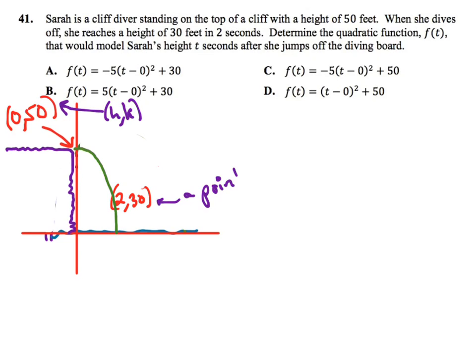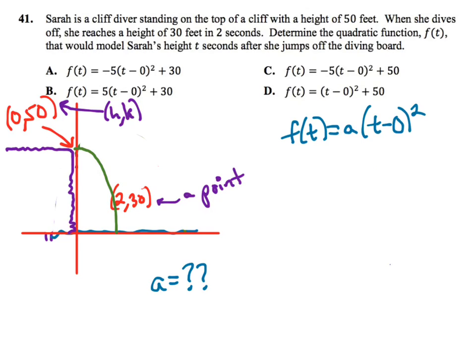So now I can figure that somewhere after 2 seconds she's at 30 feet. So there she is at 0 seconds, 50 feet, and after 2 seconds she's only 30 feet above the ground, which I guess would be somewhere up here if I drew this to scale, but I didn't. So now we have everything except for A. We have our HK, we have a point, and we don't have A. So let's write out what we do know. We know that f of t equals A, we don't know that still, t minus 0 squared, so there's my H, plus 50. There's my K.